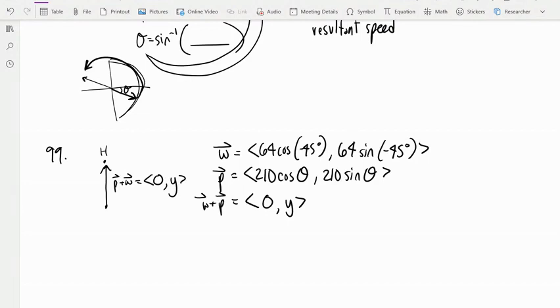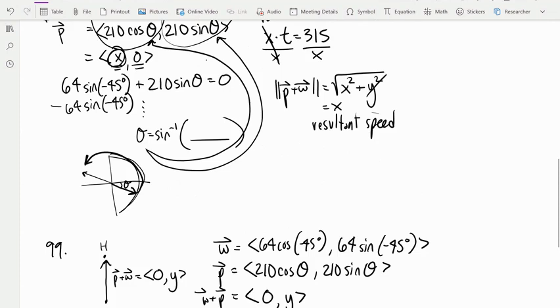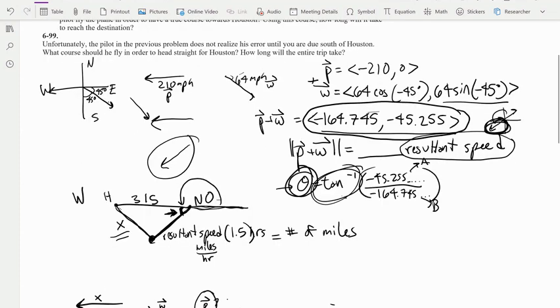So similarly, I have a 0 component, which means the easiest thing for me to do would be to set this up as 64 cosine of negative 45 plus 210 cosine theta is equal to 0. And then you're going to solve this very similarly to 98C to solve for theta. Then you need to figure out how long that will take.